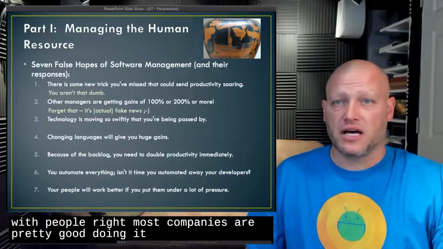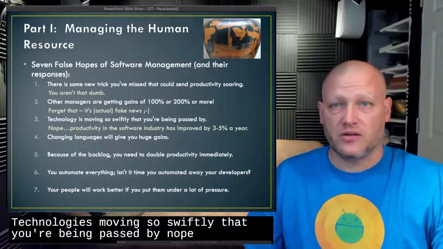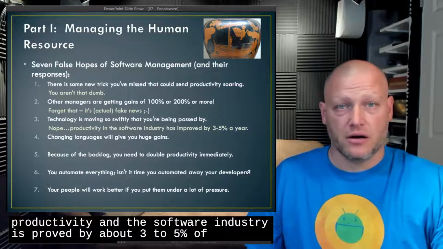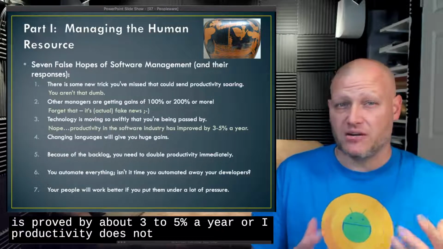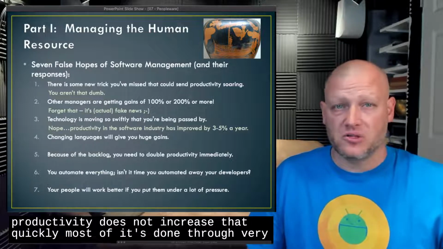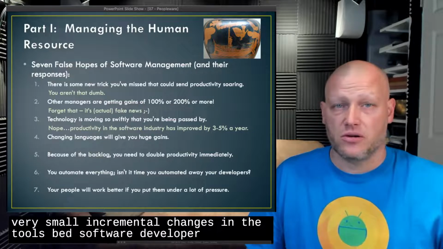All right, the next one, technology is moving so swiftly that you're being passed by. Nope. Productivity in the software industry has improved by about 3 to 5% a year. All right, productivity does not increase that quickly. Most of it's done through very, very small incremental changes in the tools that software developers use.